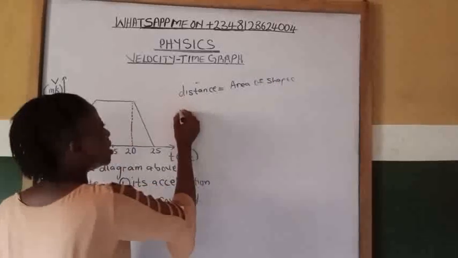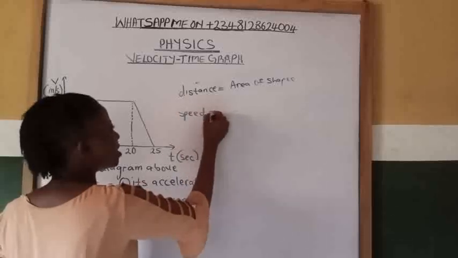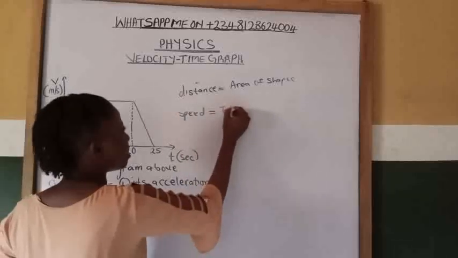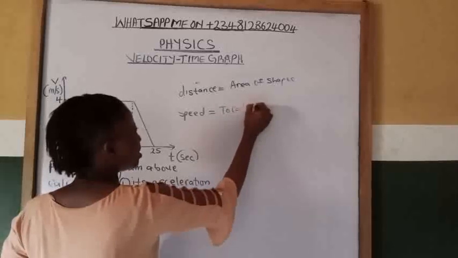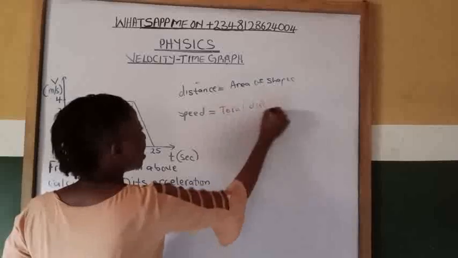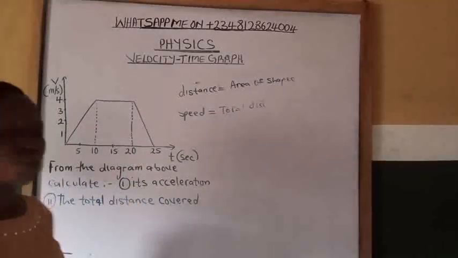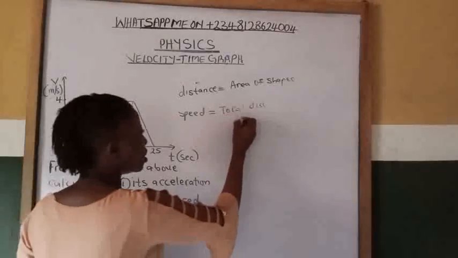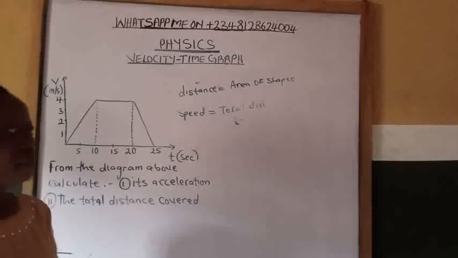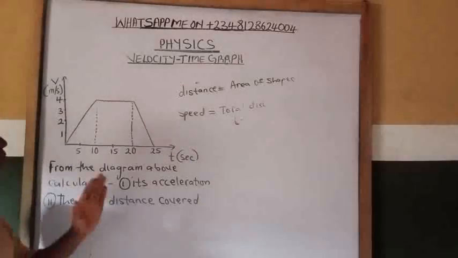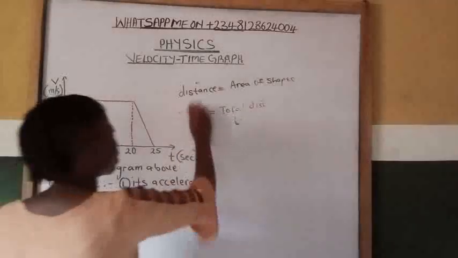Another one is speed. The formula for calculating speed is total distance taken divided by the total time taken. That is the speed. So speed is total distance divided by the total time taken. Let's apply what I've explained now to answer these questions on the board.